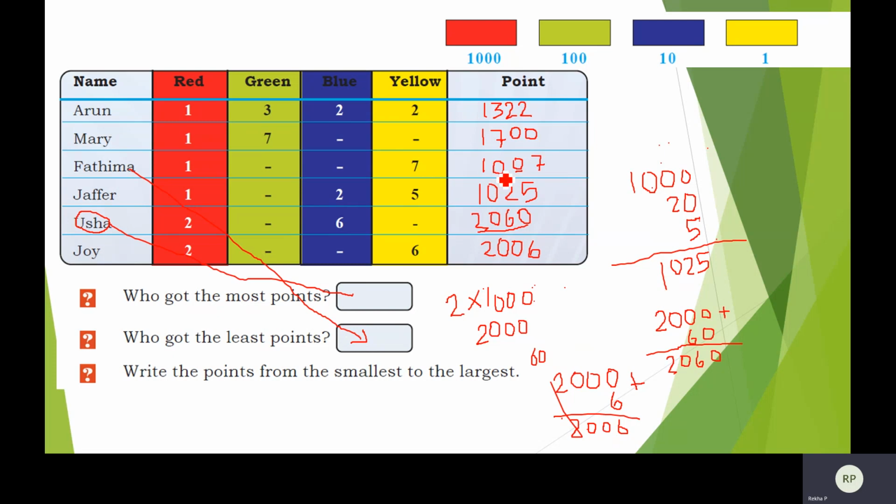Okay, next, the hundreds place. Which is having the least value? Both these two have zero, the least value. So you have to now check for the next place, that is the tens place. Which is having the least value? This one is having the least value in the tens place. So it is 0. So 1007 is the least one here. So first it is 1007.